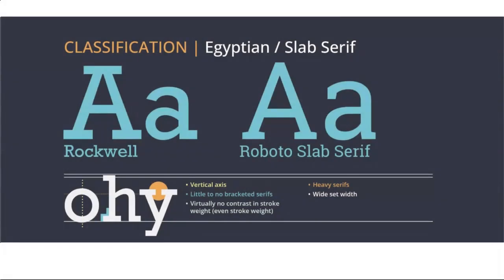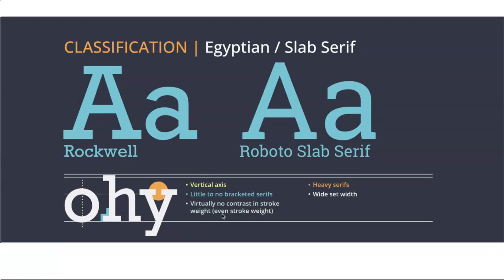The next classification we're going to talk about is the Egyptian, or more commonly referred to as slab serif. I love slab serifs. They work great for headlines, those larger text on a page or a composition, and draw in the attention. They have a very vertical axis, little to no bracketed serif. They're unbracketed. You can even see here there's a slight bracket, but really it's pretty much a straight angle where the letter form hits that serif.